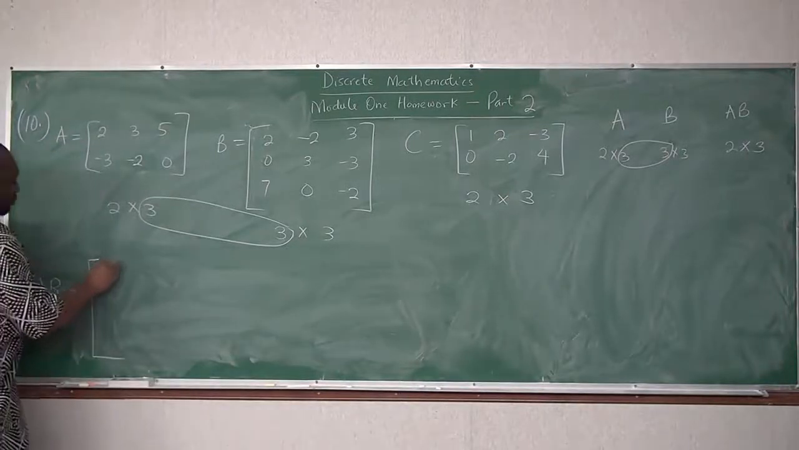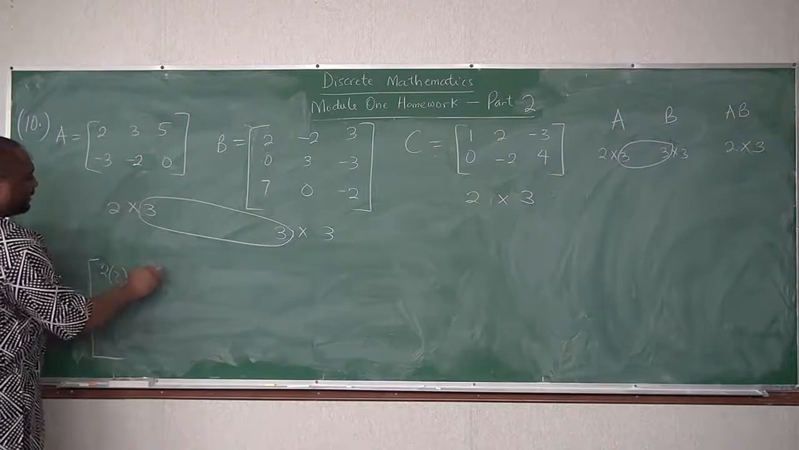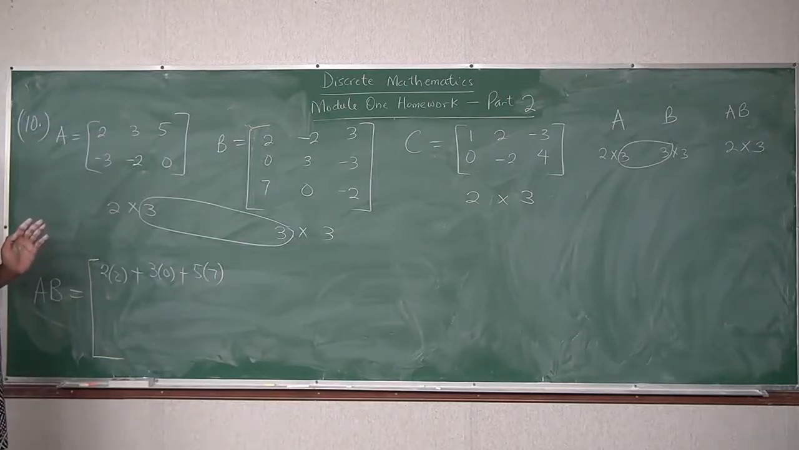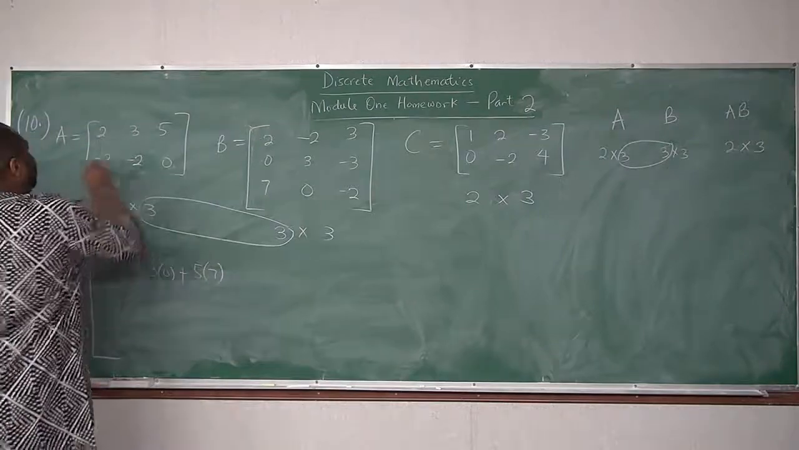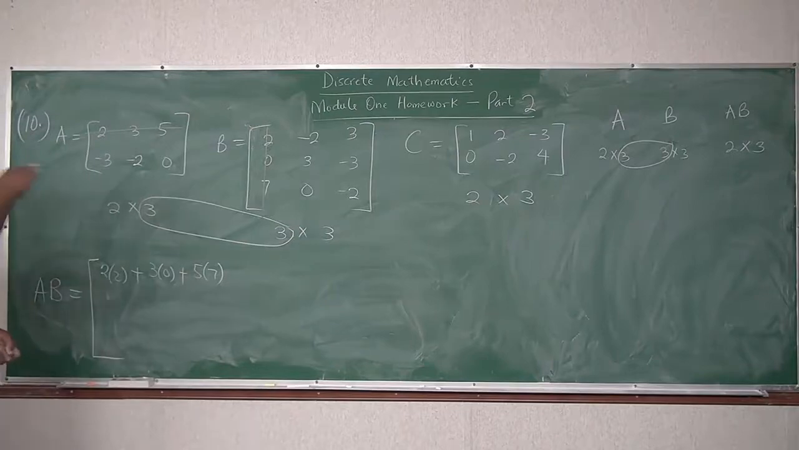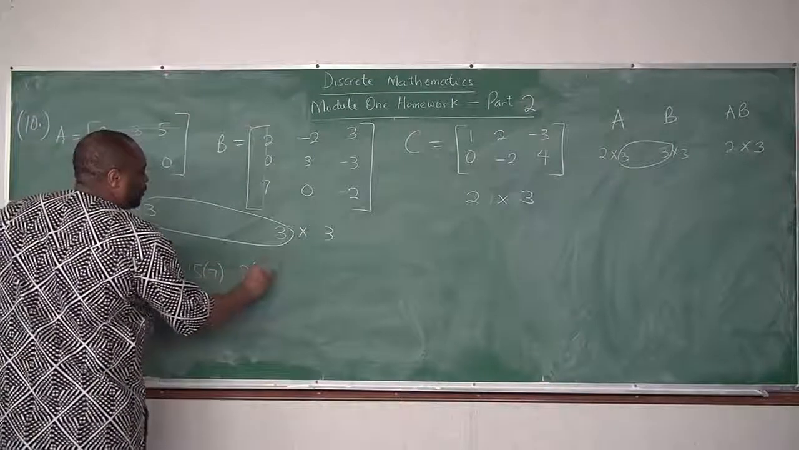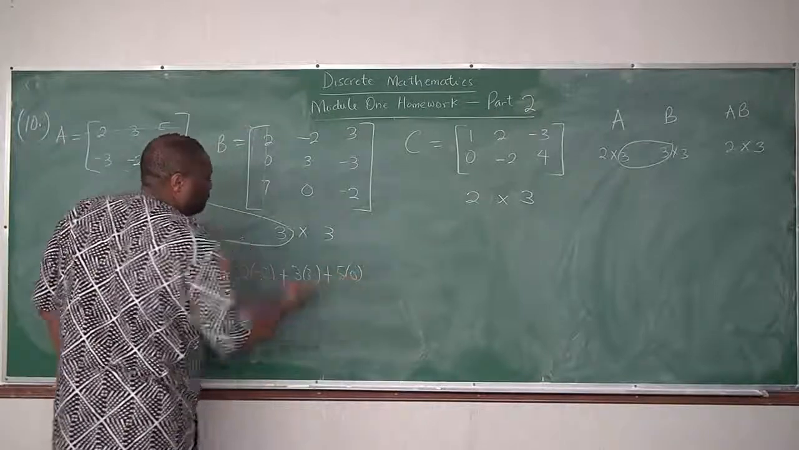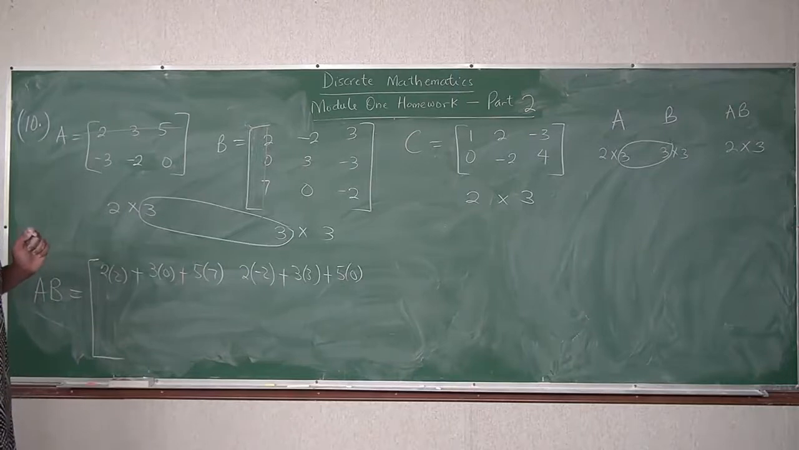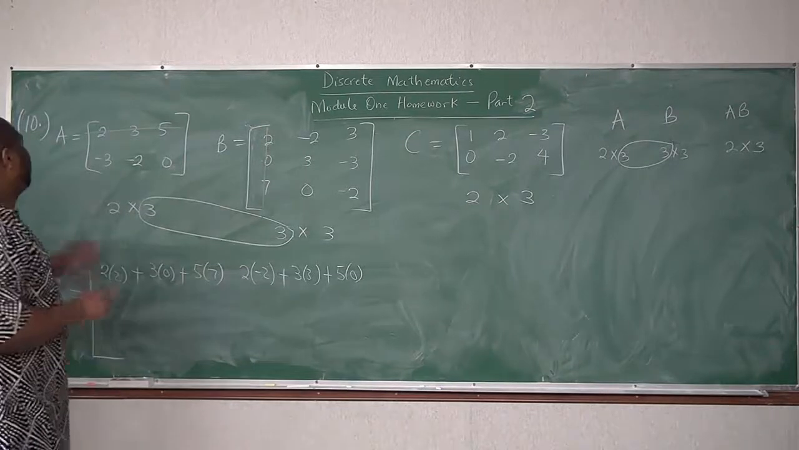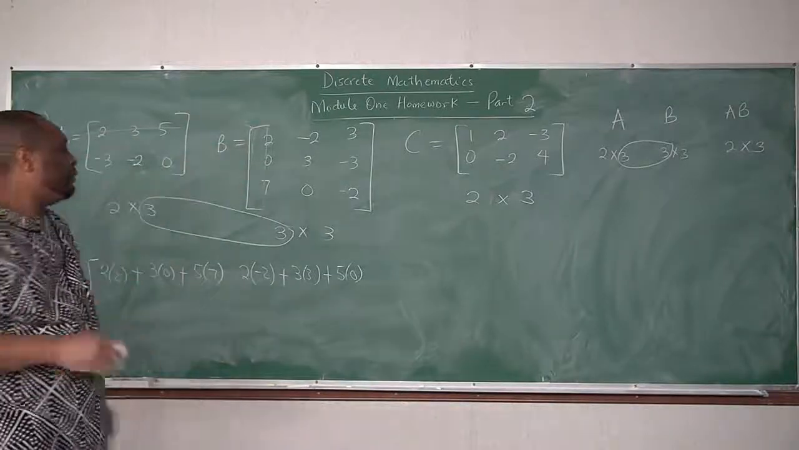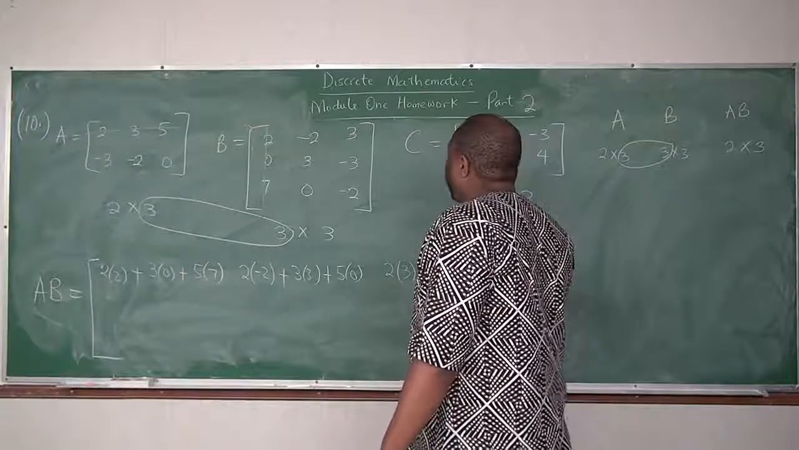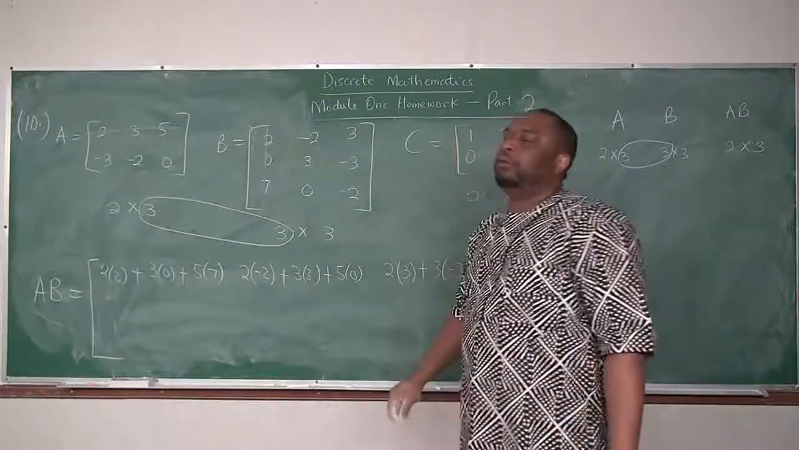So 2 times 2 plus 3 times 0 plus 5 times 7. Row by column, row by column. First row by first column. Then first row by second column: 2 times negative 2 plus 3 times 3 plus 5 times 0. Then first row by third column: 2 times 3 plus 3 times negative 3 plus 5 times negative 2.